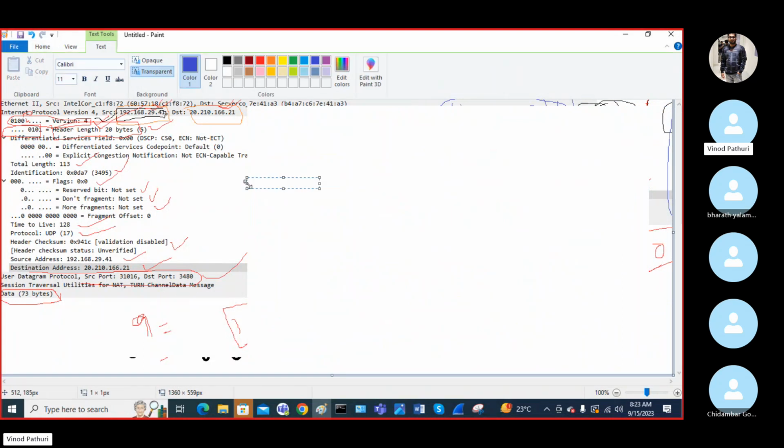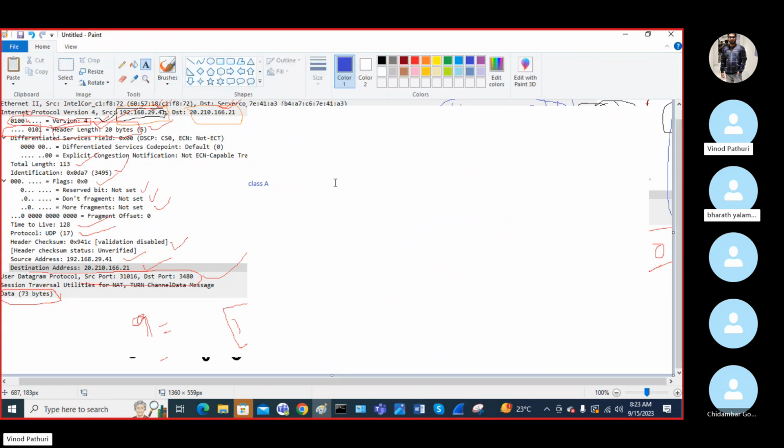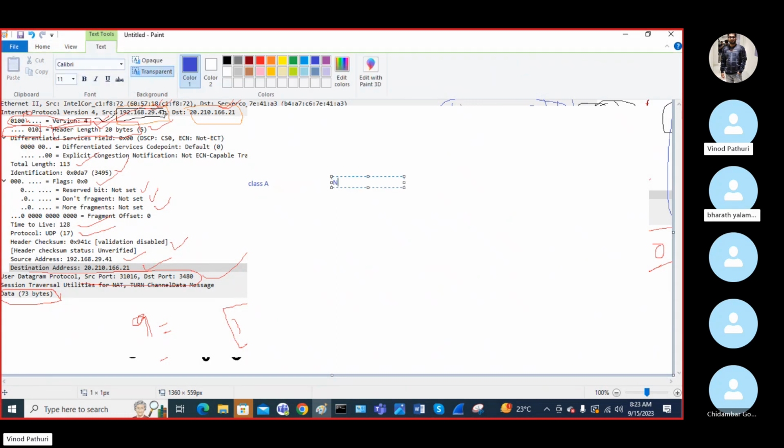Okay, first I'm telling about class A. How many bits do we have? One network bit and three host bits, right? In class A. So here the host bits are represented with 0 and the network bits are represented with 1. Got it?